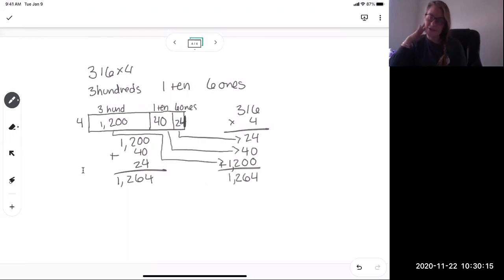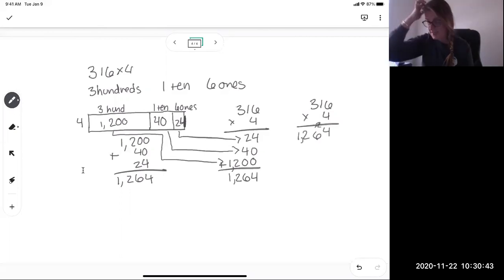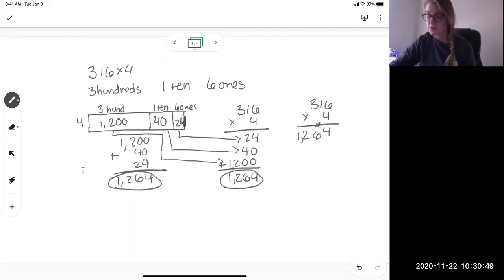Okay, let's try the standard algorithm to show this multiplication problem. Okay, so 4 times 6 is 24. I'm going to carry that 2 on the line. 4 times 1 is 4 plus our 2, which is 6. And then 4 times 3 is 12. So we have the same answer multiple times. Here's the answer for our area model. Here's the answer for our partial products. And here's the answer for our standard algorithm. They are all three the same.